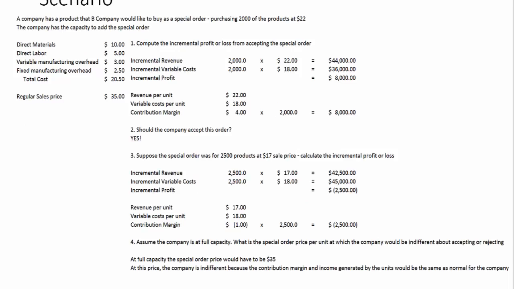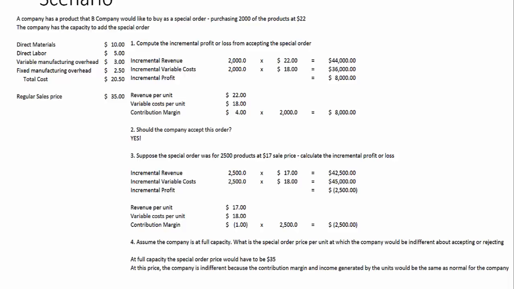Now, the last part of this exercise is assuming the company is at full capacity. So at what price would the company be indifferent about accepting or rejecting a special order? And basically that price is the $35. Because if you're at full capacity, you're getting the regular price for those products. Without this special order coming along, you're only considering a special order because you have excess capacity. And so you're analyzing whether or not a lower price would actually be something that's worthwhile to you.